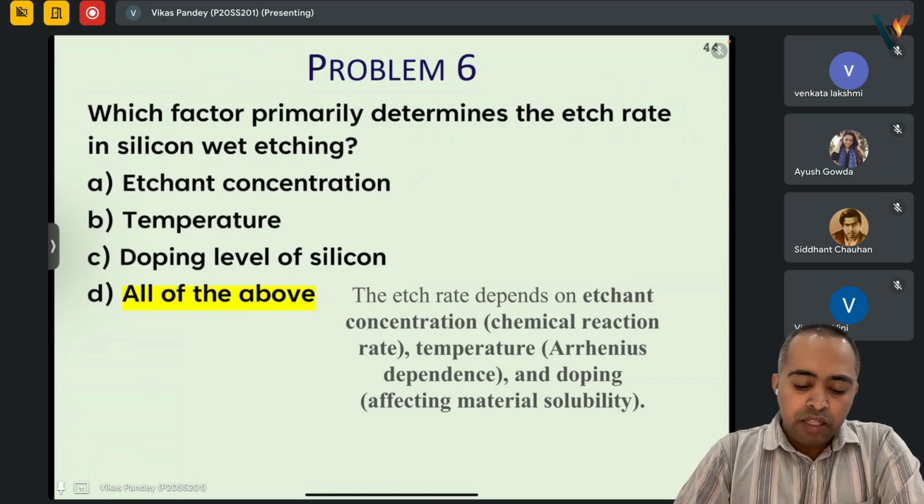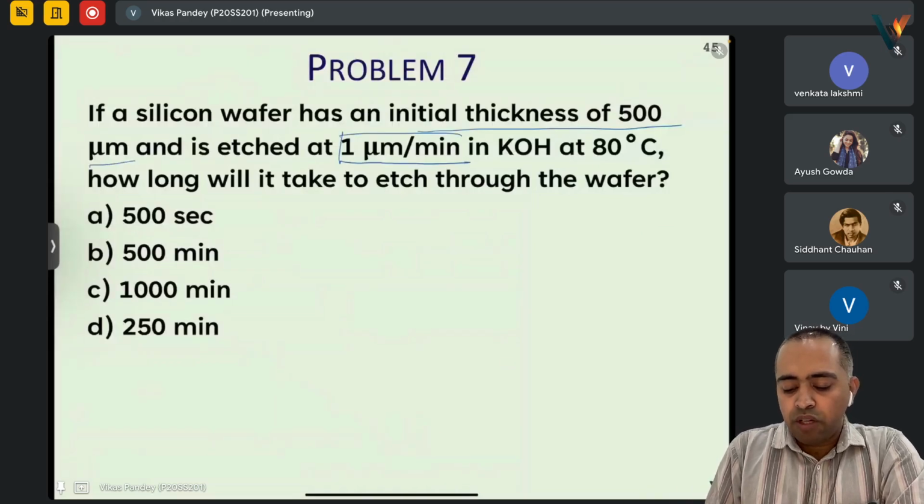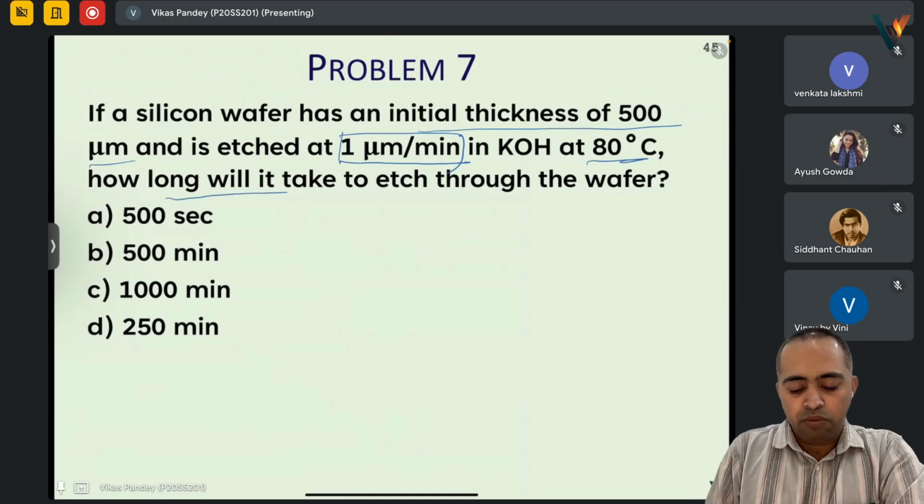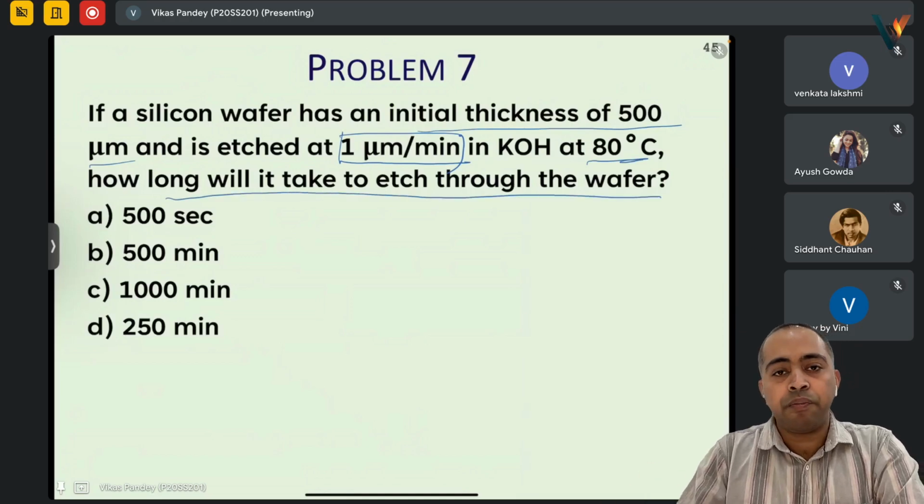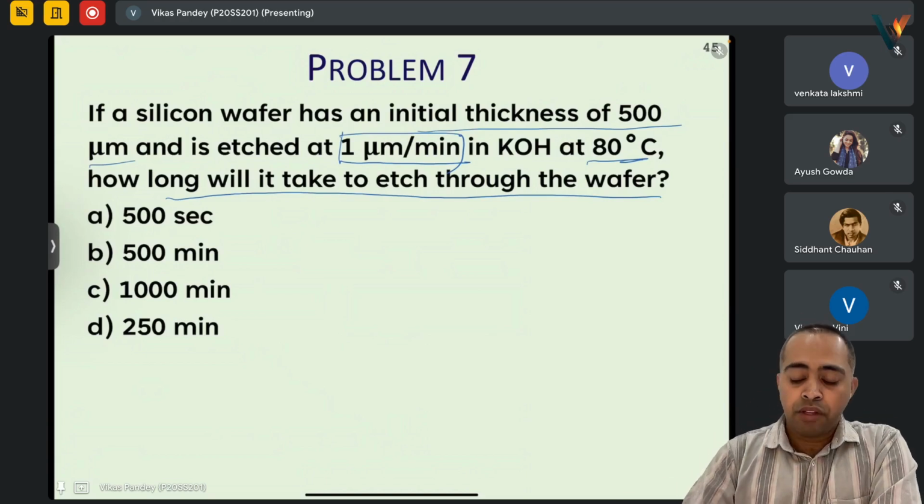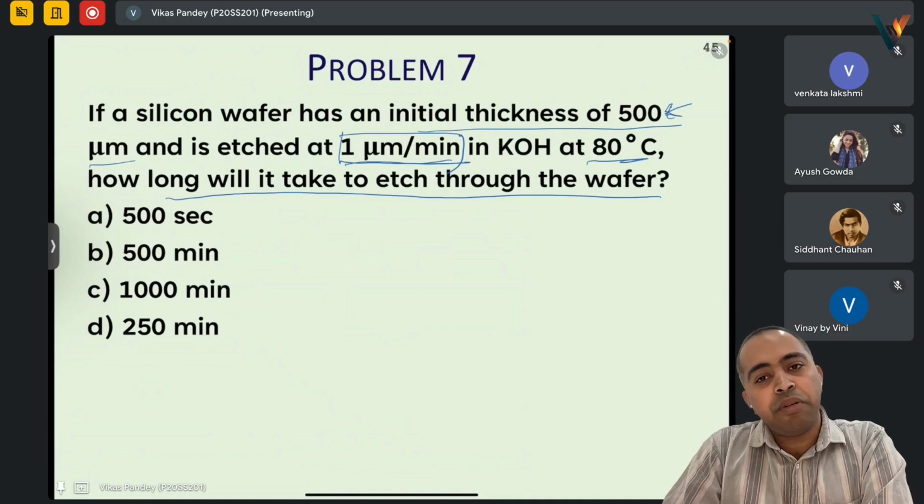If a silicon wafer has an initial thickness of 500 micrometer and is etched at a rate of 1 micrometer per minute in KOH at 80 degrees Celsius, how long will it take to etch through the wafer? Yes. So to etch out 500 micrometer at a rate of 1 micrometer per minute, how much time will be taken? Yes, anyone?